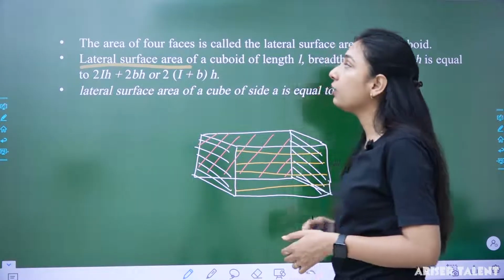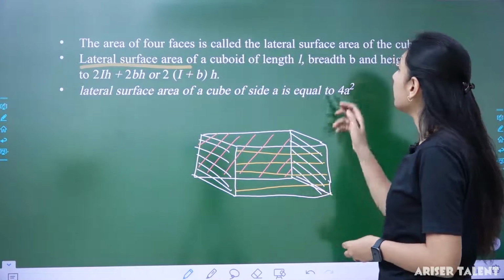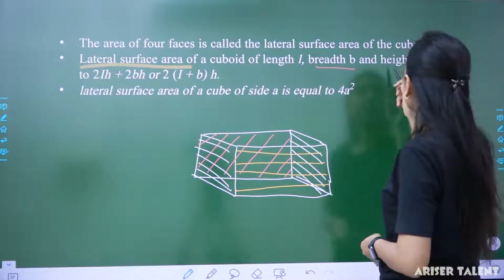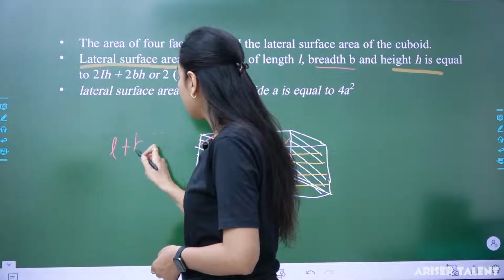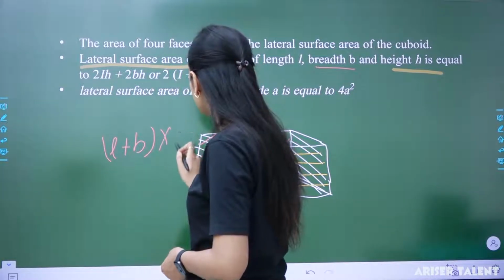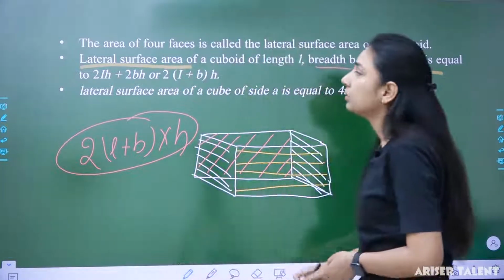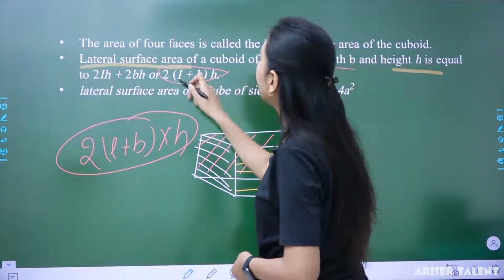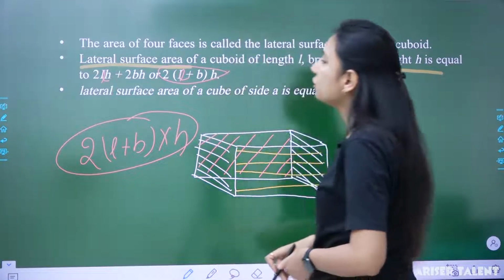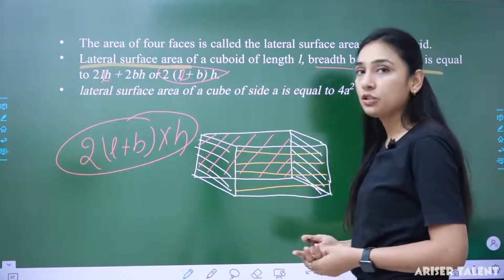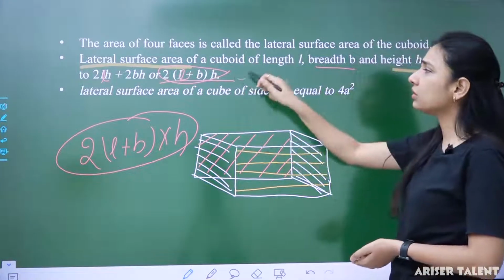The lateral surface area of a cuboid of length L, width B and height H is going to be (L plus B) multiplied by H, and multiplied by 2. So this is 2(L plus B)H. This is not I, student, this is L. So 2LH plus 2BH, or you can just say 2(L plus B) multiplied by H. We use this often.